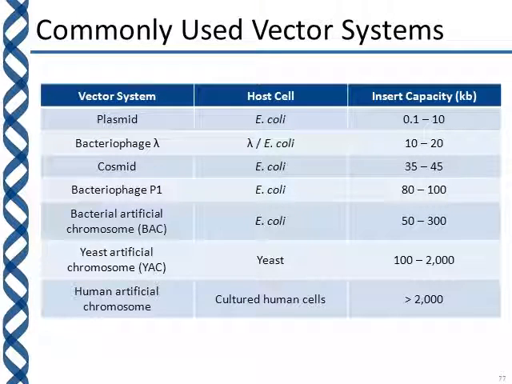The interesting feature with some of these artificial chromosomes is that these systems have a large insert capacity. In the case of the bacterial artificial chromosome, from 50 to 300 kilobases. In the yeast system, it can be 100 to 2,000 kilobases, and in the human artificial chromosome systems, greater than 2,000 kilobases.